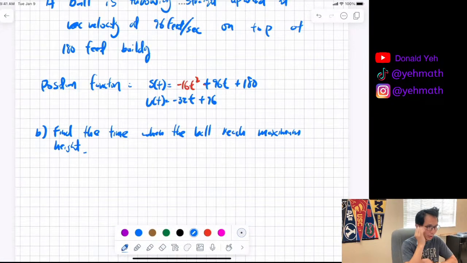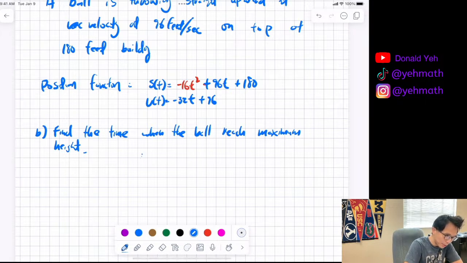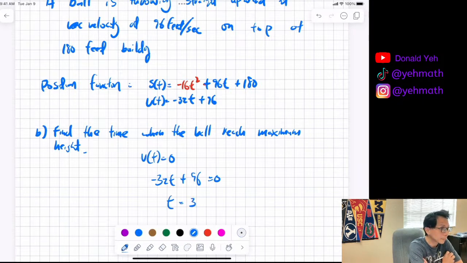Okay, so according to Corbin, set the derivative equal to 0. Set the velocity equal to 0. So v of t equals 0, and that is negative 32t plus 96 equals 0. t is equal to 3. So it takes 3 seconds to reach the maximum height on top of the 180 feet building.